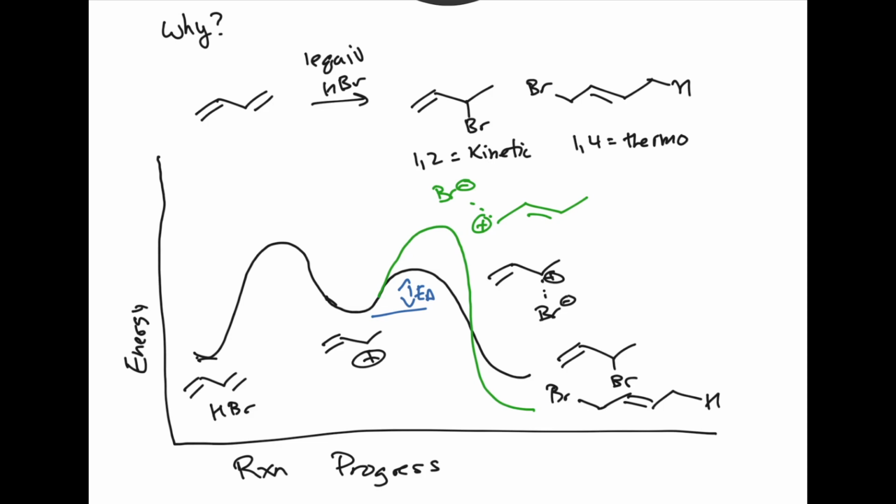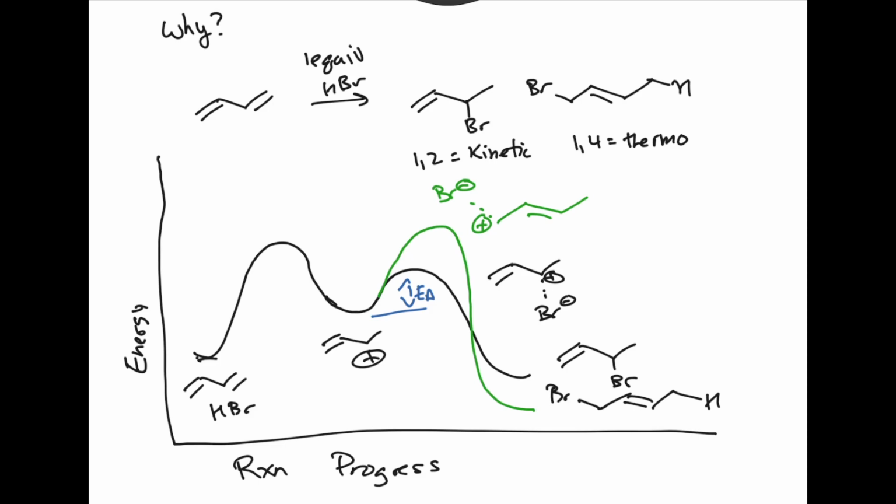Under thermodynamic conditions, I'm giving them a bunch more energy, right? It's much warmer. So when they get to the intermediate, they're able to go over both the green path and the black path, and they'll make both products. But under thermodynamic conditions, the less stable product is able to go back to the intermediate and try again.